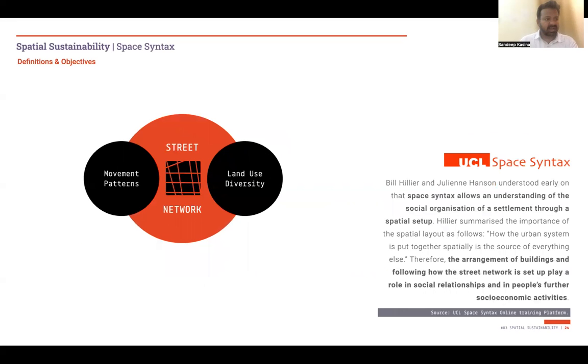Bill Hillier's space syntax method and theory enables us to describe the physical properties of a sustainable city. Empirical testing of the space syntax method over time has confirmed the capacity and innovativeness of analyzing spatial relationships to understand and explain the socio-spatial organization of built environments.